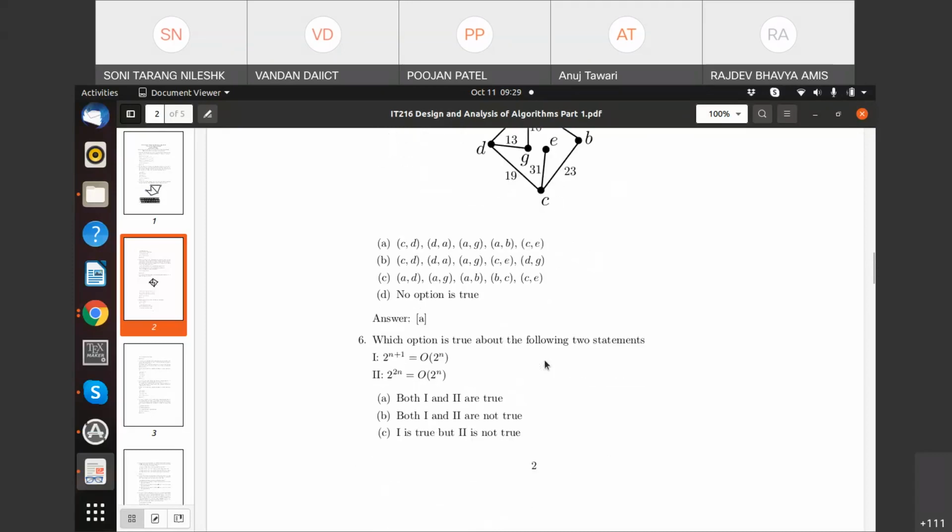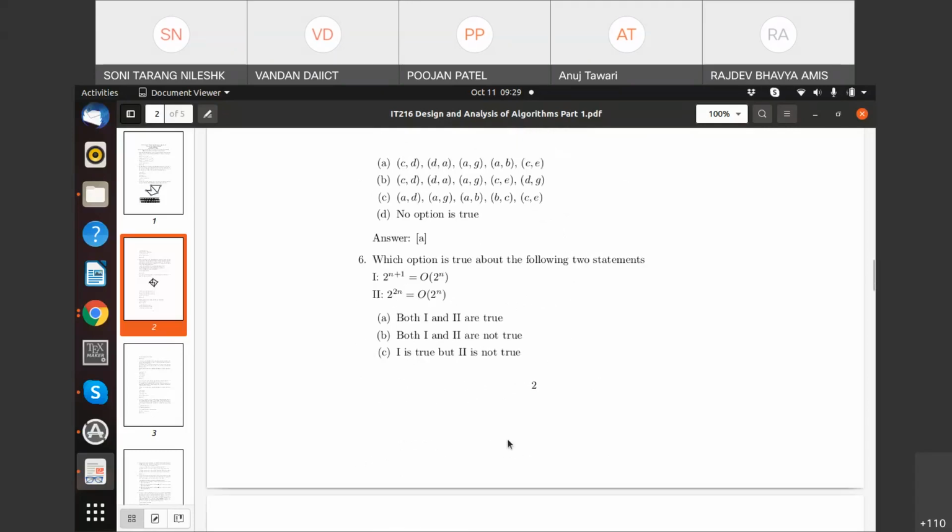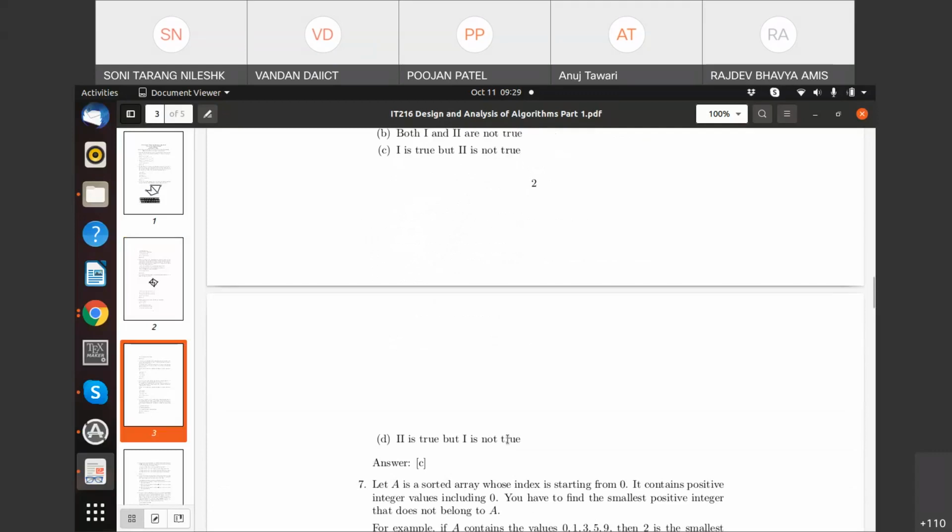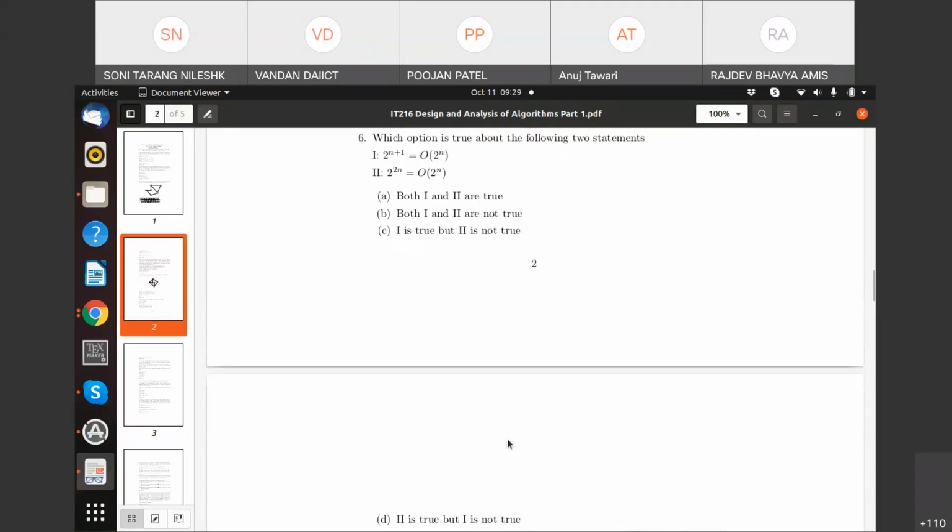Okay, next one is also an easy one. You are given these two statements: 2 raised to n plus 1 is big O of 2 raised to n, and 2 raised to 2n is big O of 2 raised to n. So obviously the second one is wrong. The first one is just 2 times 2 raised to n. So 1 is true, but 2 is not. Most of you got this answer correct.